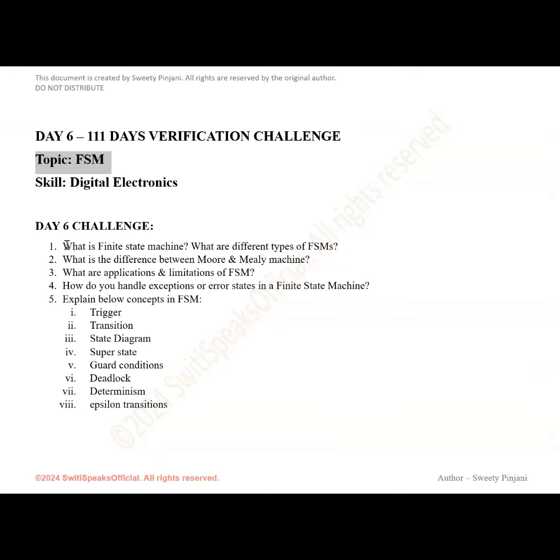The first question is, what is a finite state machine? What are different types of FSM? Second question is the difference between Moore and Mealy machine. Next is, what are applications and limitations of an FSM?